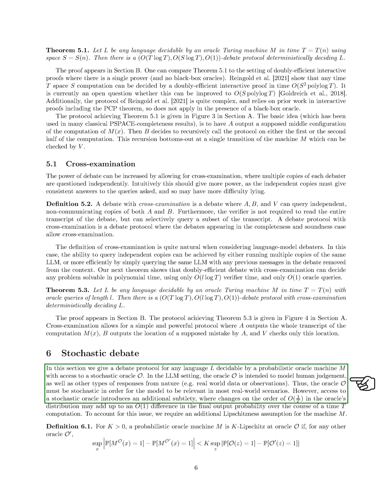In a stochastic debate, we give a debate protocol for any language that can be decided by a probabilistic oracle machine with access to a stochastic oracle. This oracle is intended to model human judgment, as well as other types of responses from nature, like real-world data or observations. However, access to a stochastic oracle introduces an additional subtlety, where small changes in the oracle's distribution may add up to a significant difference in the final output probability over the course of a computation. To account for this issue, we require an additional assumption for the machine.